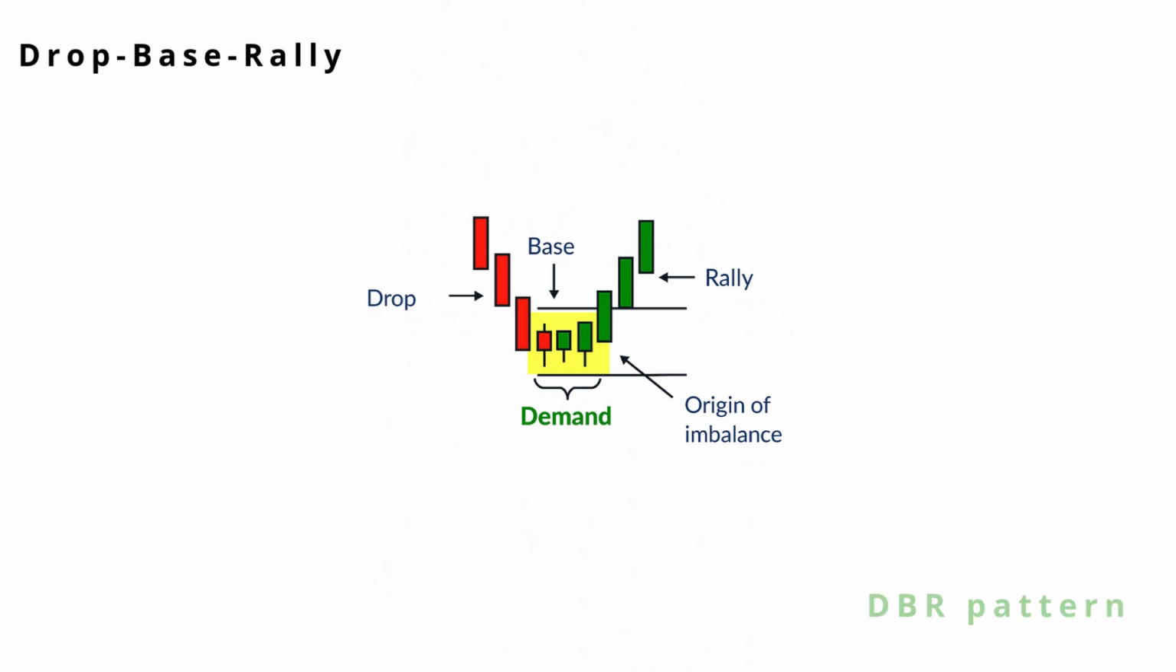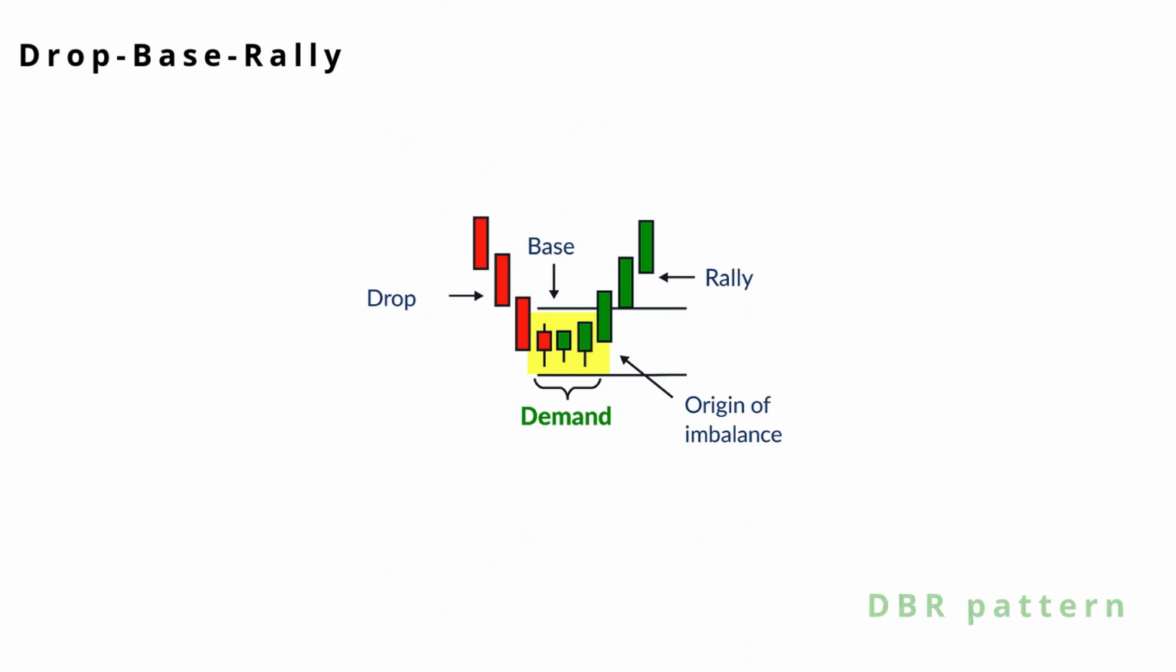2. Drop-base rally, DBR. Next, we have the drop-base rally, or DBR pattern. Unlike RBR, this is a powerful reversal pattern. It signals a potential shift from a downtrend to an uptrend, creating a new demand zone. Let's look at its components.